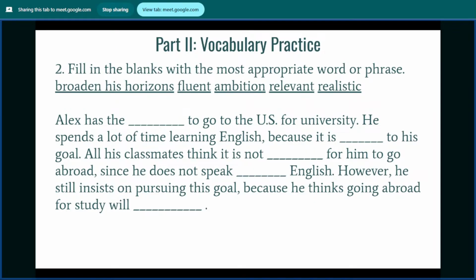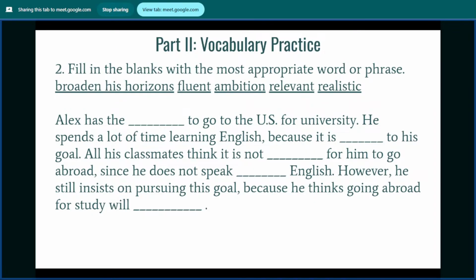Tell me the answers. First two, Hamza, you can tell me. Then next, Aarti can tell me. Read the whole sentences. Ma'am, first of all, Alex has the ambition to go to the US for university. He spends a lot of time learning English because it is relevant to his goal. Okay, very good. Let Aarti continue. Aarti.